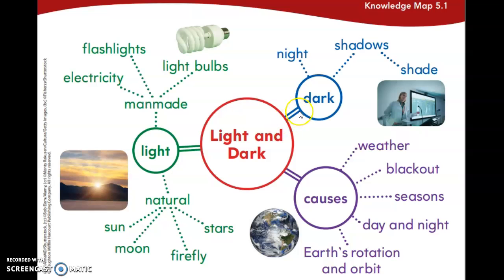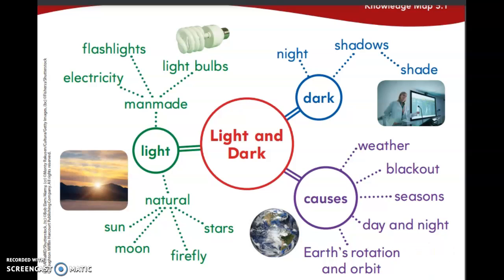We also talked about the dark, and when we think about the word dark, we think of the word night. We think of shadows or shade. And then what causes light and dark? We talked about weather, blackout, seasons, day and night, and Earth's rotation and orbit.